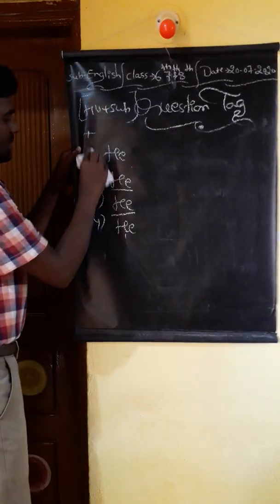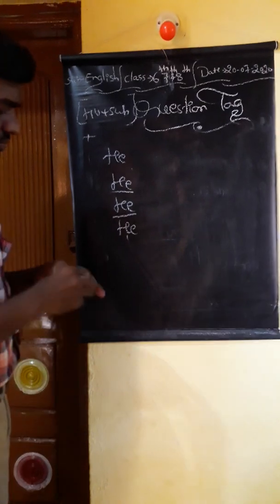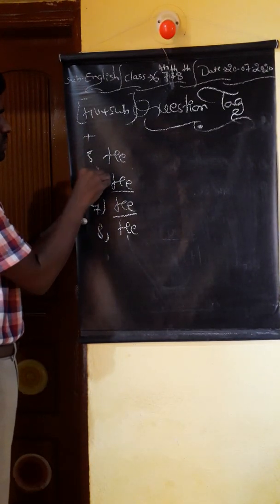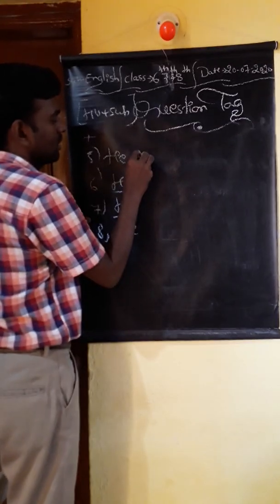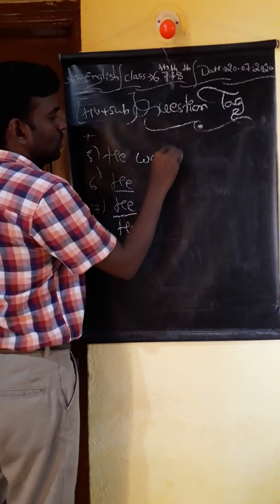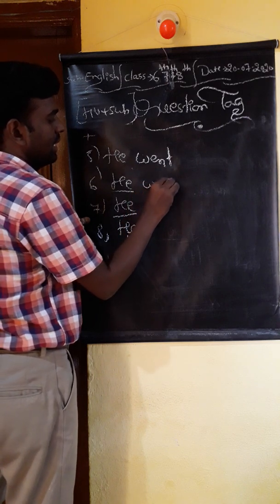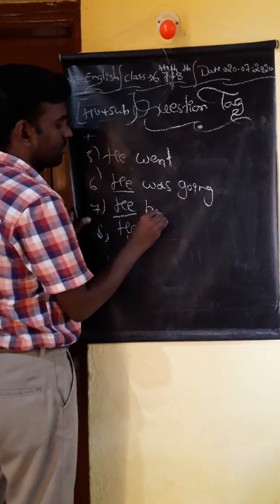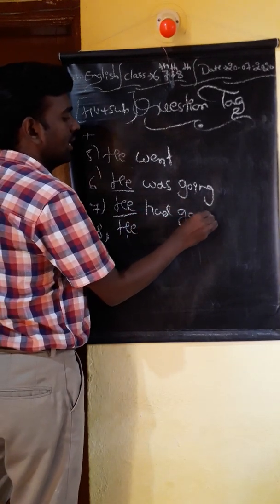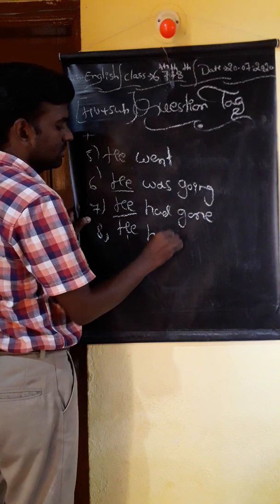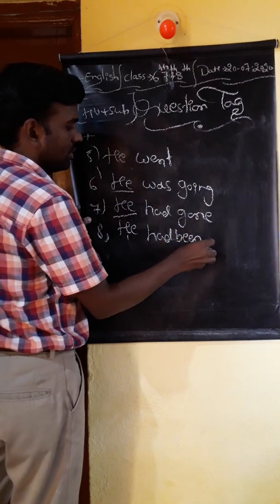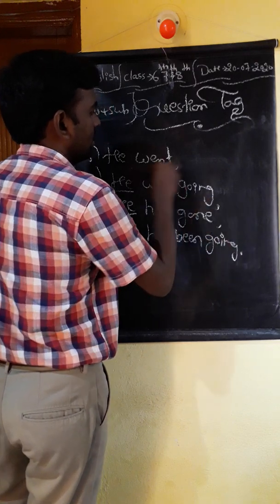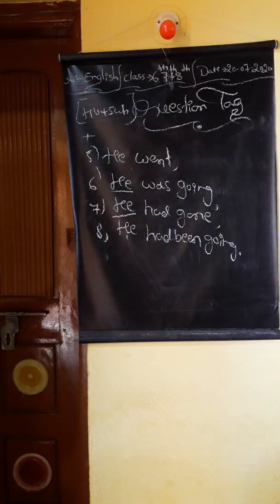So I believe that past tense is again for 5, 6, 7, 8. So he went, again he was going, he had gone, he had been going. So with this, let's see the things.